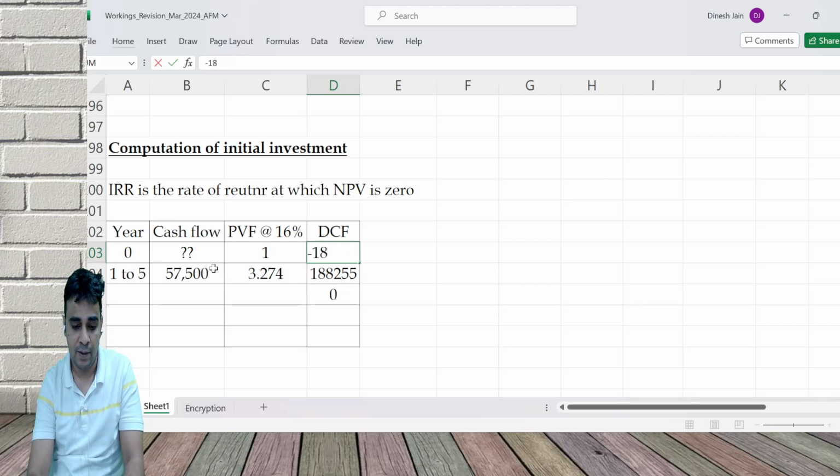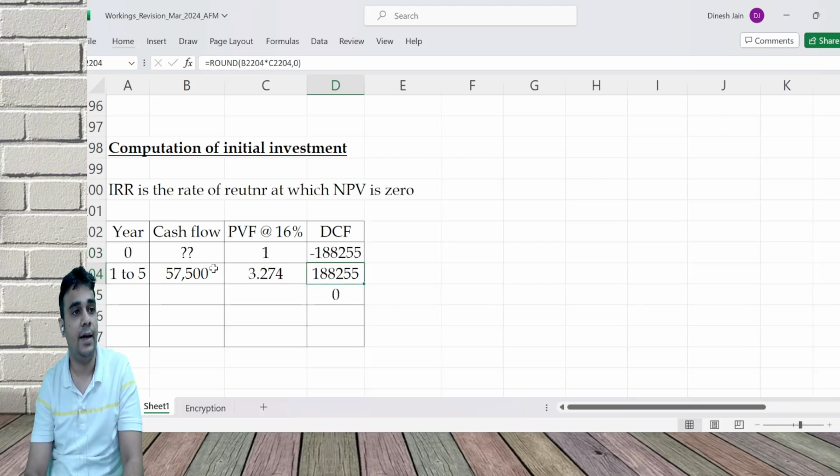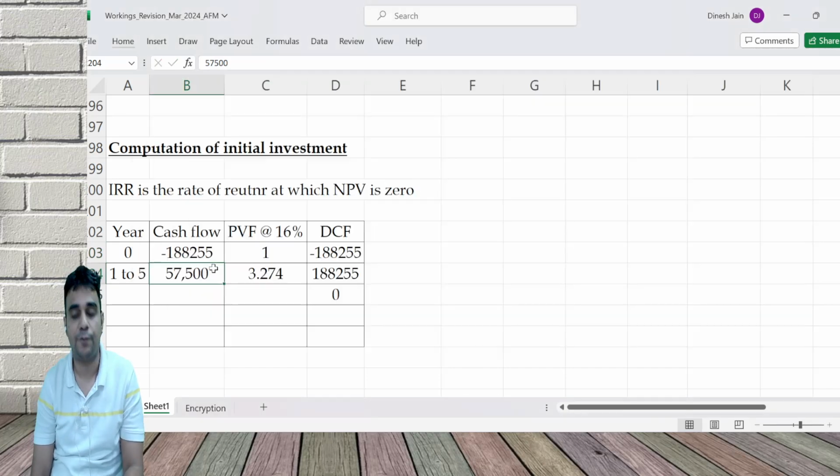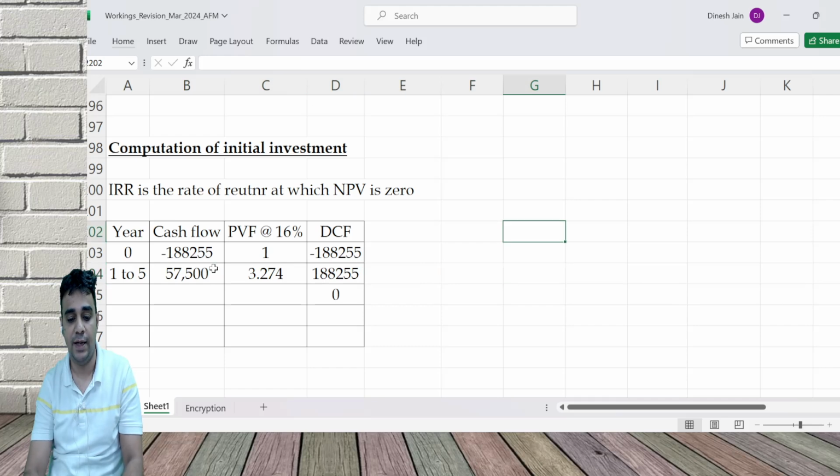Minus 188,255, which means this number is also 188,255. Any doubts on this part? Can we proceed? So the initial investment is 188,255.